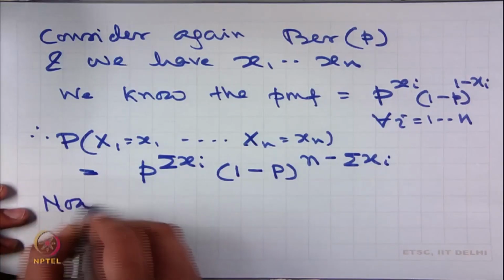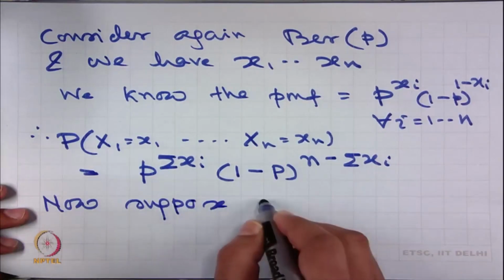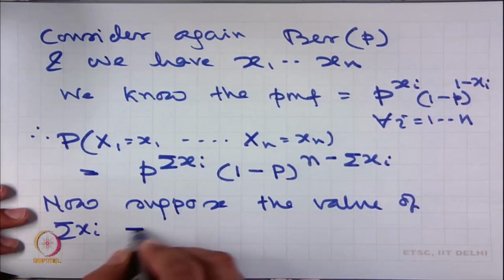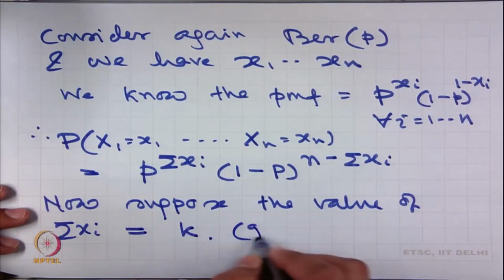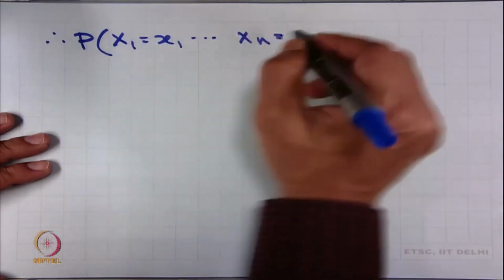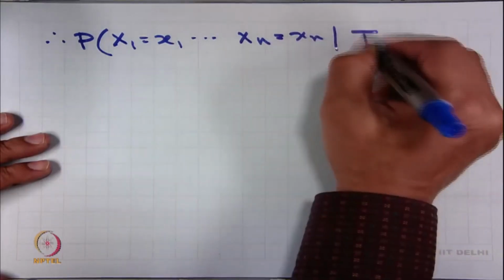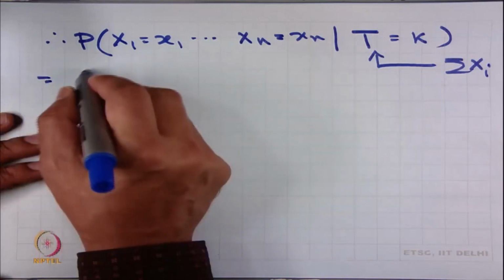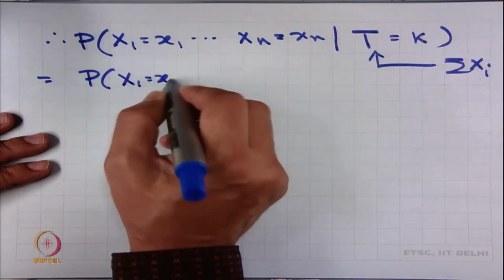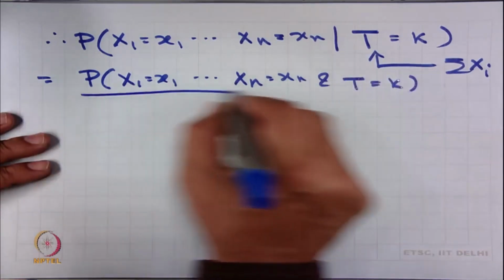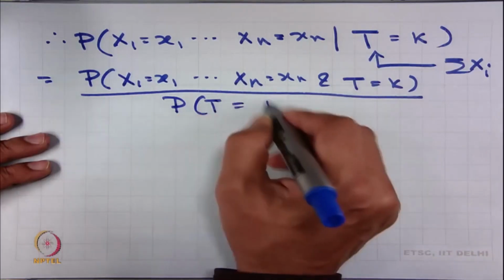Now, suppose the value of sigma xi is equal to k, given. Therefore, probability X1 is equal to x1 up to Xn is equal to xn given T is equal to k, where T is sigma xi, is equal to probability X1 is equal to x1, ..., Xn is equal to xn and T is equal to k, divided by probability T is equal to k.